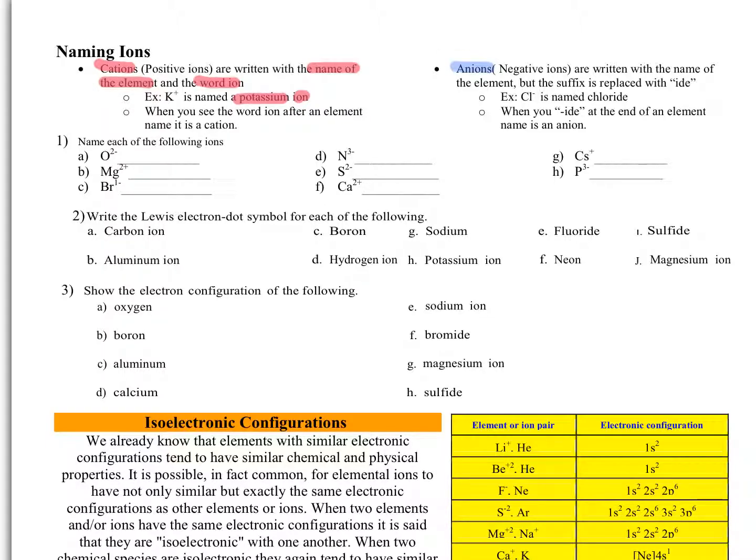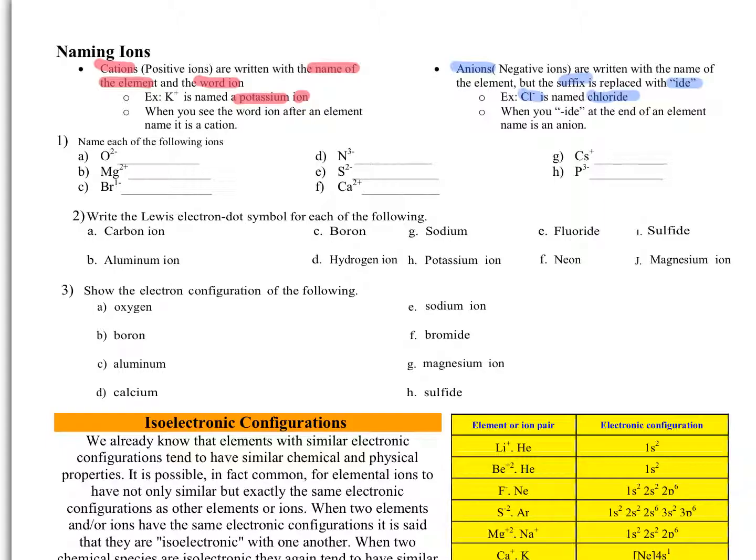Oppositely, for an anion, which is a negative ion, they're written with the name of the element, but the suffix now is "ide." So chlorine normally is chlorine, now it is chloride. You change the suffix to "ide." We don't use the word ion. We don't say chloride ion. That's redundant. Changing it to "ide" means it's an ion. Okay? So when you put "ide" at the end, you know it's an anion.